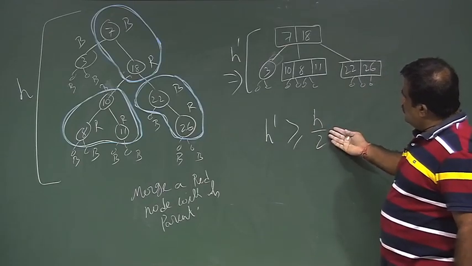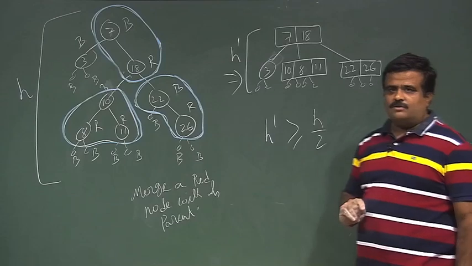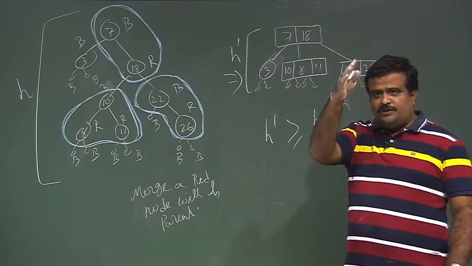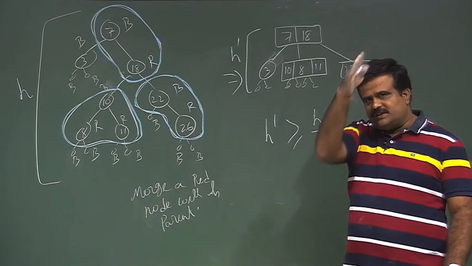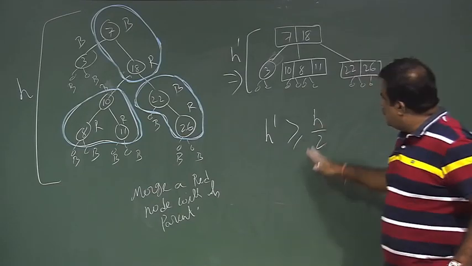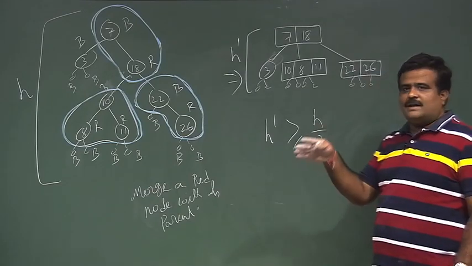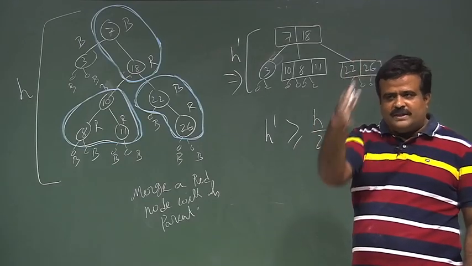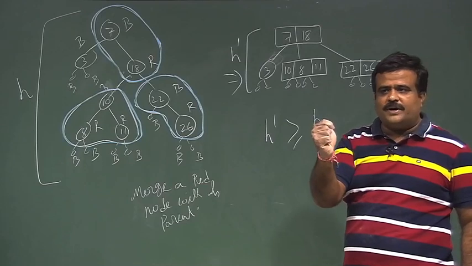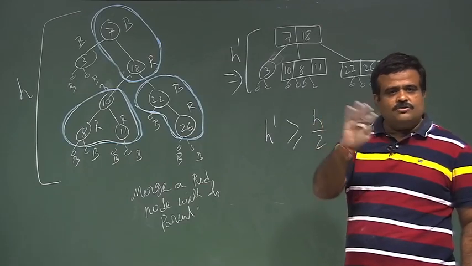Because we are merging the red node, if we consider a path which is giving us the height, when will it be equal? When there are equal numbers of red nodes and black nodes in that path, then it will be equal.